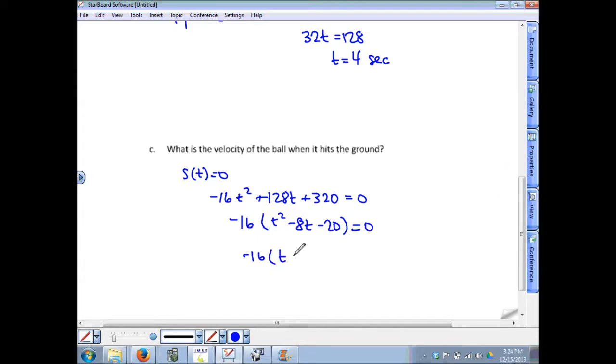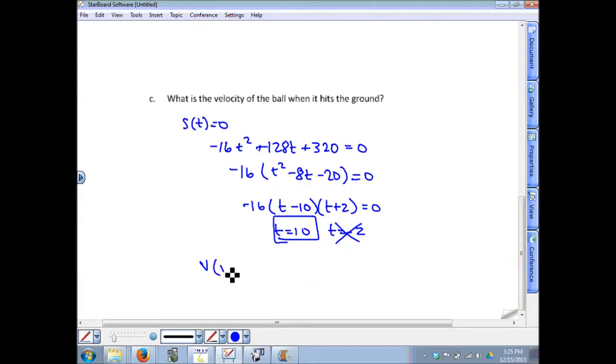This factors into t minus 10 times t plus 2 is equal to 0. So t is equal to 10 and t is equal to negative 2. Now, time can't have a negative value here, so 10 is the only one that makes sense in the context of the problem. So now we find the velocity at 10 seconds. That's negative 32 times 10 plus 128. This is negative 320 plus 128, which equals negative 192 feet per second.